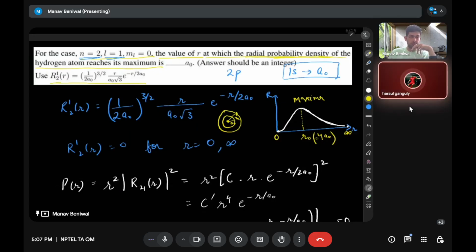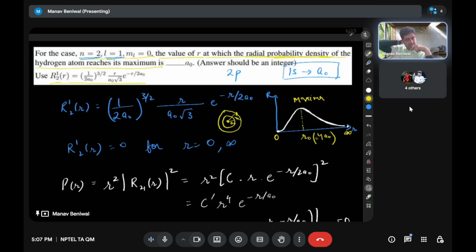What is the use of having n equal to 2, l equal to 1 and ml equal to 0 in this question? We did not use them anywhere. Yes, we did not use them directly. But let's say we were not given this thing. So here this 2 corresponds to your n, and here your 1 corresponds to your l. There is no other use.